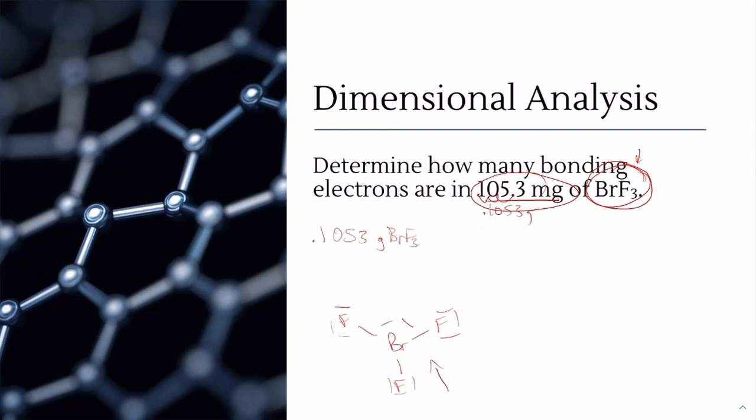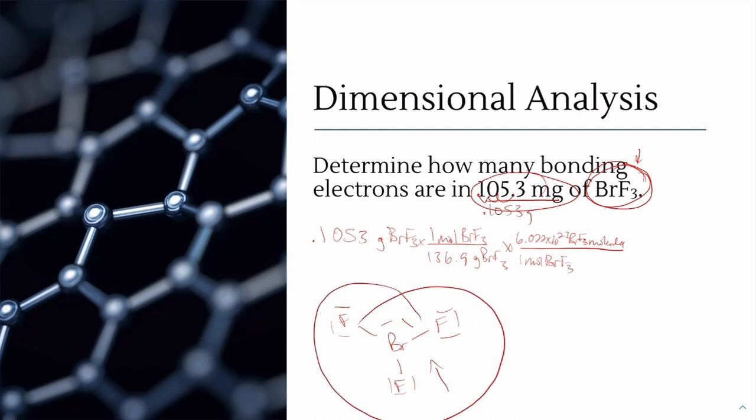So I'm going to do that, and you have to use the molar mass of that, which happens to be 136.9 grams per 1 mole. So now if I were to stop here in my dimensional analysis, I would find how many moles of BrF3 I have. But that's not what they're asking. What I need to figure out is how many molecules of these I have, and then ultimately how many bonding electrons per molecule I have. So I'm going to use Avogadro's number, and that's just going to be 6.022 times 10 to the 23. If I were to stop here, it would tell me how many molecules of BrF3 I have, okay?